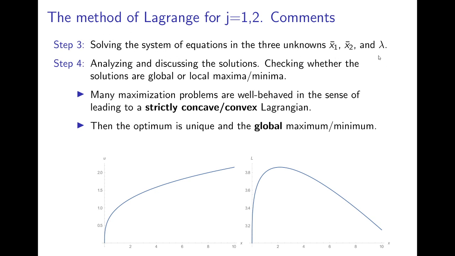So in step 3, we could basically get the result that we have no solution at all, that we have one unique solution, or that we have multiple solutions. Now, one common result in economics would be that we face a maximization problem in which the Lagrangian function is well behaved. That means it is strictly concave in case of maximization problems, or strictly convex in case of minimization problems. And in this case, the optimum is unique, and we would find one unique optimal point by solving this system of equations in three unknowns.